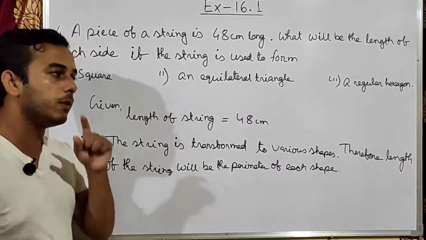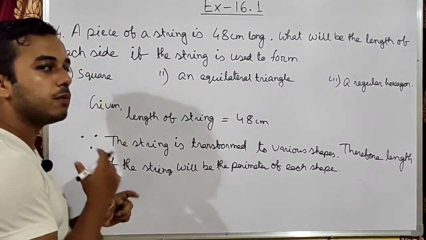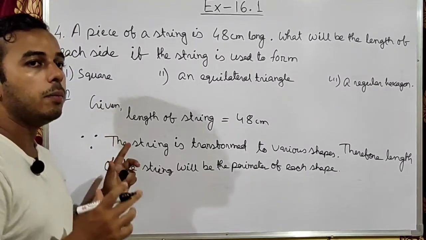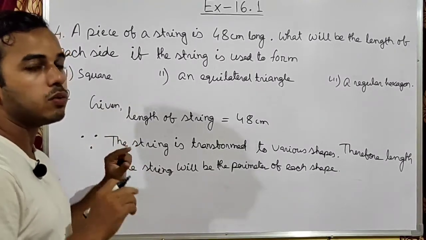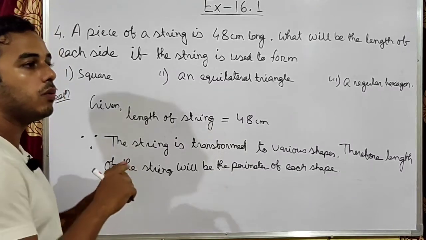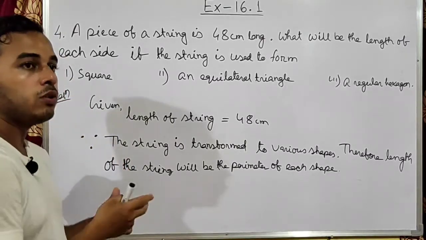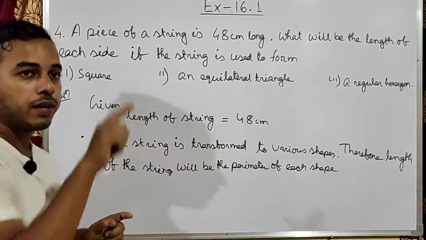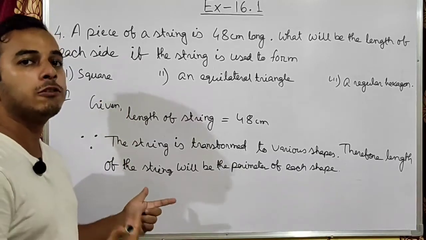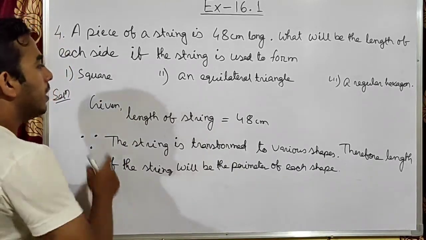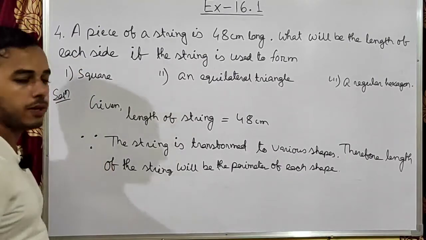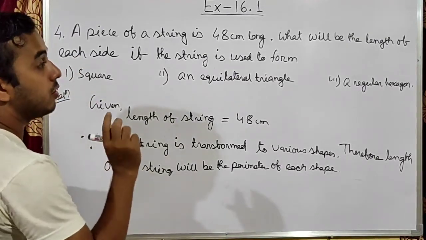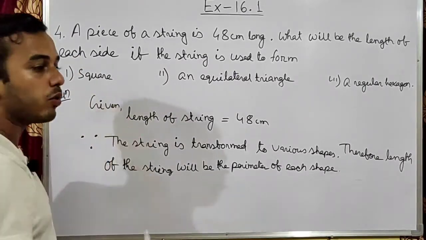Okay, that means what, we have transformed the string, right? We have made various shapes with the help of the string whose length is 48 centimeter. Now the total length of the figure will be what? The length of the figure will be the length of the string. Okay, so now let's find out perimeter of square. Clear? Sorry, perimeter, not side of the square.